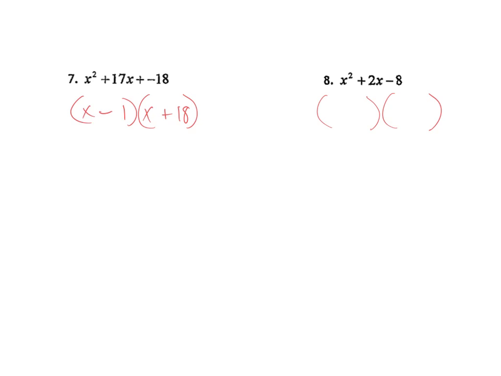What 2 numbers multiply to make negative 8, but add up to positive 2? A 2 and a 4. I like that. But how are my signs going to be? I want positive 2. That means the bigger number has to be positive. Good. Sweet. Okay. All right, let's turn the paper over.